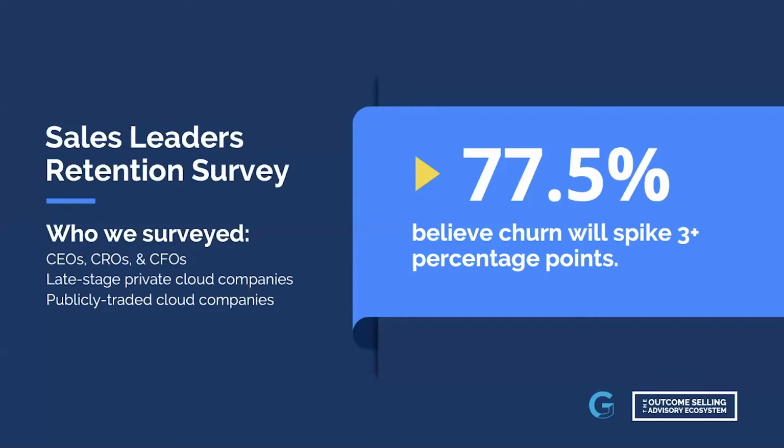What we did was we reached out to about 90 publicly traded and private cloud companies, CEOs, CROs, CFOs, and CCOs, to get a sense for a few questions about how they are forecasting retention in the install base in this market. And the unanimous thing that we heard from them: three quarters of them believe churn will spike 3+ percentage points over what they had forecasted for the year. So a lot of companies are forecasting churn and retention to get worse than they'd originally thought at the beginning of the year.